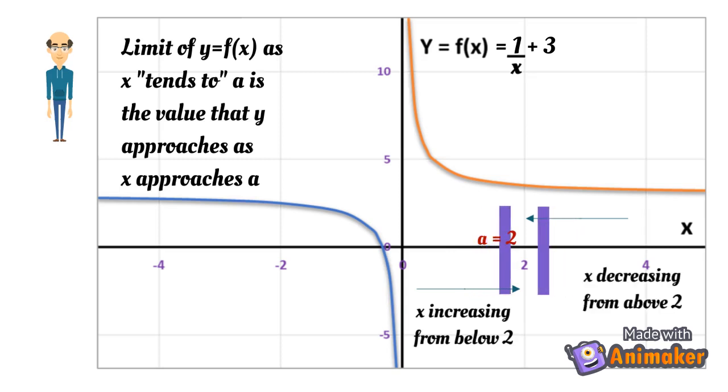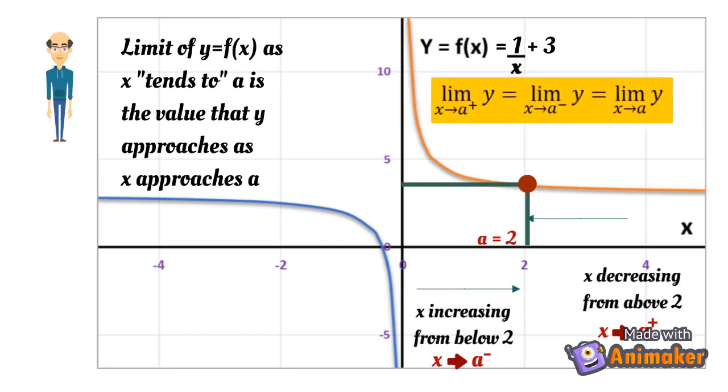Therefore, the limits for y as x approaches the target value can be expressed in two ways. One, with x approaching a from the lower side, which we indicate as x tends to a minus, and the other with x approaching a from the higher side, which we indicate as x tends to a plus. The limit of f of x at x equal to a is said to exist if its limits as x tends to a plus and as x tends to a minus both exist and are equal.